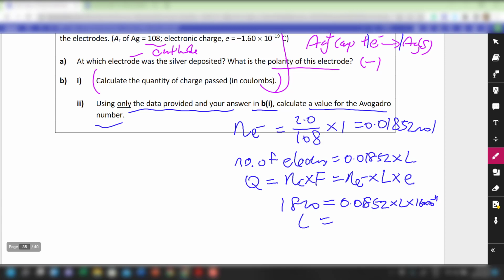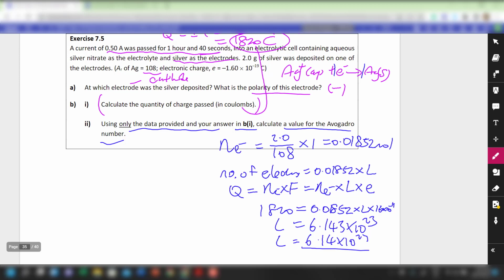10 to the power of 19. Let's see what I will get. Multiply by this. Yep, so I will end up with 6.143 times 10 to the power of 23. You can leave it as 3 SF. That will be 6.14 times 10 to the power of 23. So this will be the answer, which is a value for the Avogadro number.